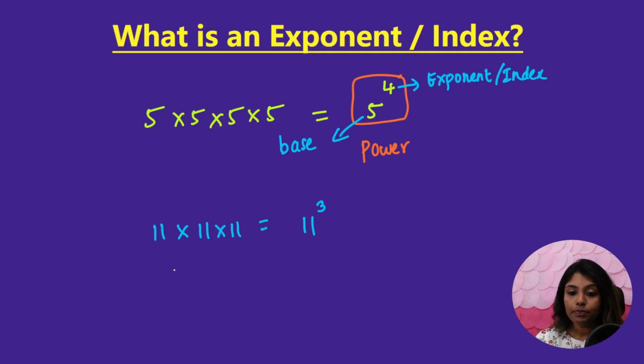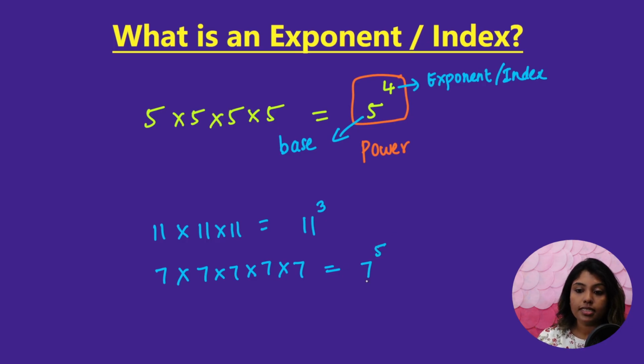We'll try one more. Let's say you have the number 7 multiplied by itself: 7 times 7 times 7 times 7 times 7. You can see the base here clearly is the number 7, and it's multiplied by itself how many times? 1, 2, 3, 4, 5 times. So that becomes the exponent. So it is 7 to the power of 5. This is basically the way we write a given product in exponential form.